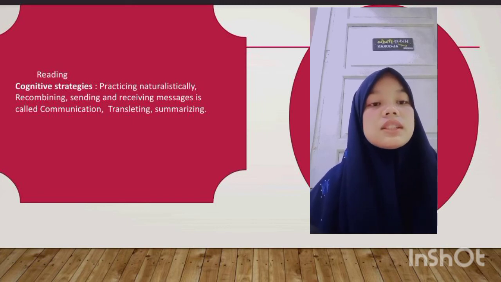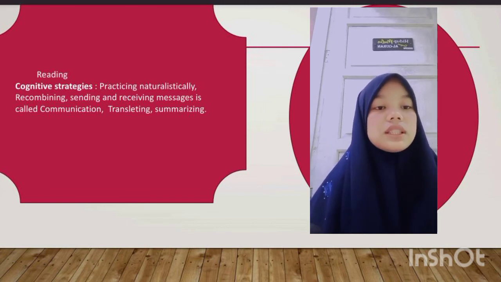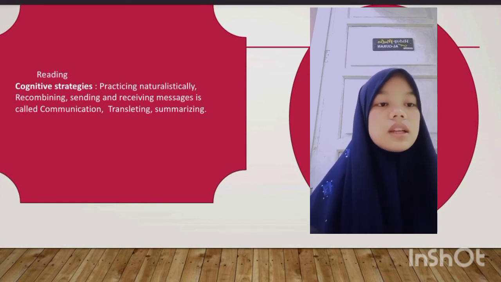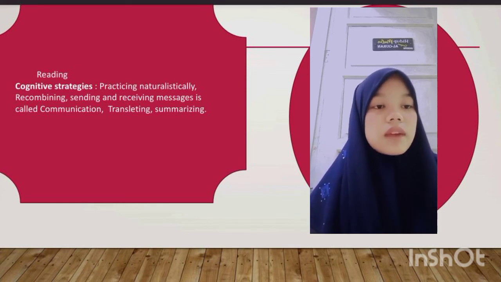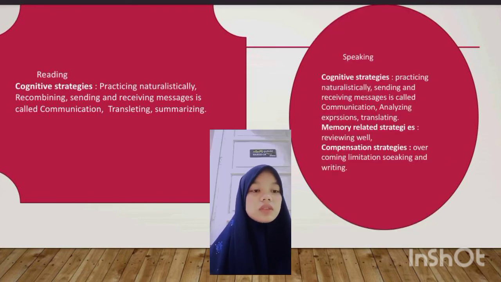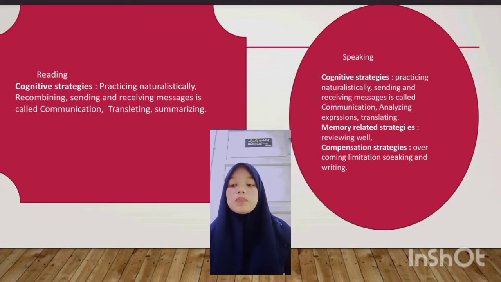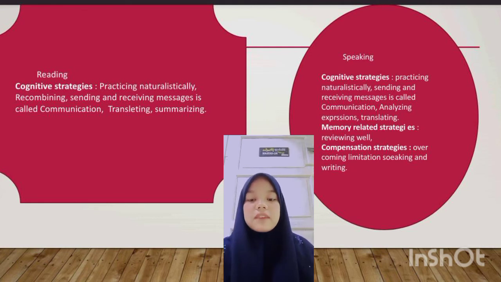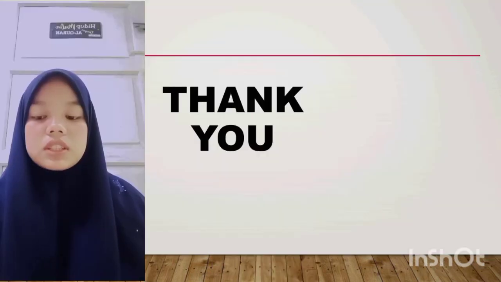And for reading skill, cognitive strategies are practicing naturalistically, recombining, sending and receiving message is called communication, translating and summarizing. And then last, for speaking skill, cognitive strategies are practicing naturalistically, sending and receiving message is called communication, analyzing expression and translating. And memory related strategies are reviewing well, and compensation strategies are overcoming limitation, speaking and reading.